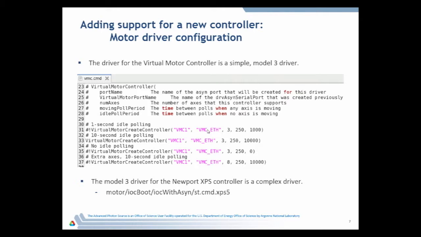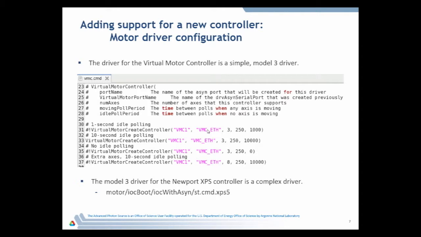And you can see here there are a few examples of differing idle polling periods. You might want to change the idle polling if you are doing some troubleshooting. You might not want any idle polling, because your idle polling will stream messages and interfere with what you're trying to debug. By default, I use a 10-second idle polling so that you can see communication, but it's not overwhelming. And the last line is an example of more motors.